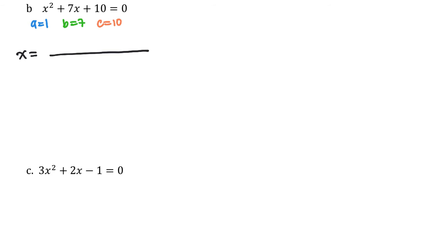negative b. B is 7, so negative 7, plus and minus the square root of b squared. B is 7, so 7 squared, minus 4 times a times c, all over 2a. Okay, we're plugged in. Let's go ahead and simplify this.